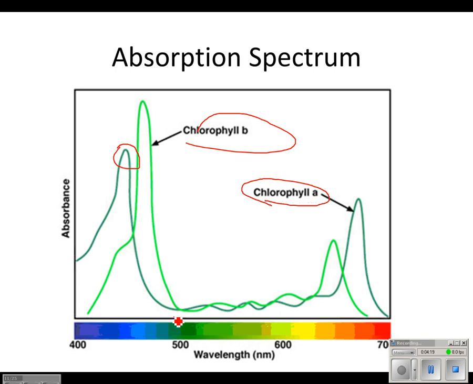Notice, though, that over here in the greens, you see very little absorption because the light is being reflected. And again, that is why leaves appear green to us.